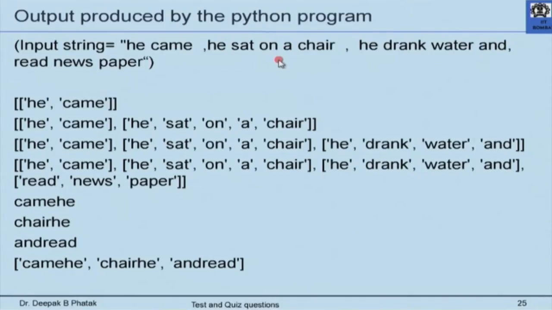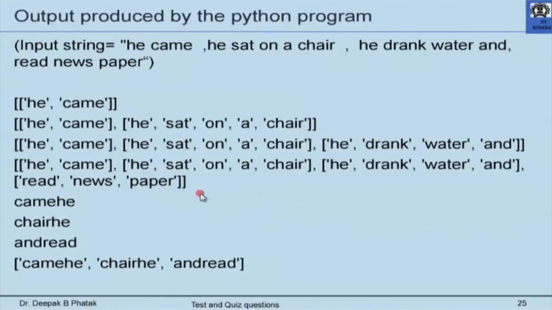The input string is this. So, because I am printing during the successive iteration set up by Python, first I will get one element of the list, he came. Second, you will get he came, he sat on a chair. The third I will get he came, he sat on a chair, he drank water, and finally read newspaper. This is not written by hand, this is produced by a Python compiler. Okay. So these 1, 2, 3 and 4 lists would be created automatically.